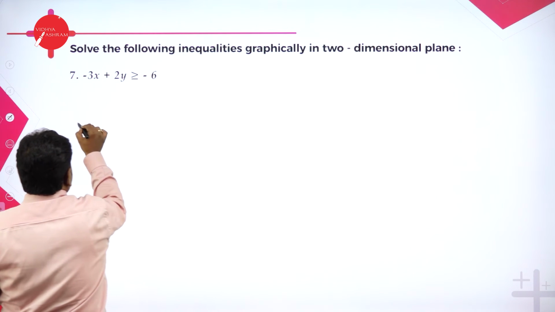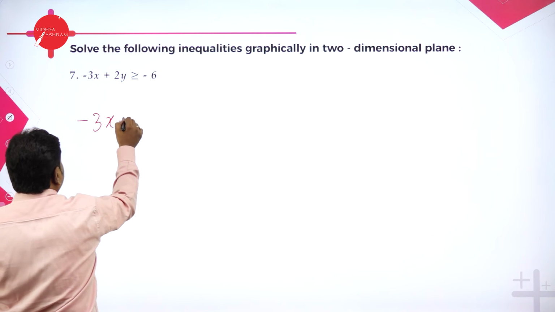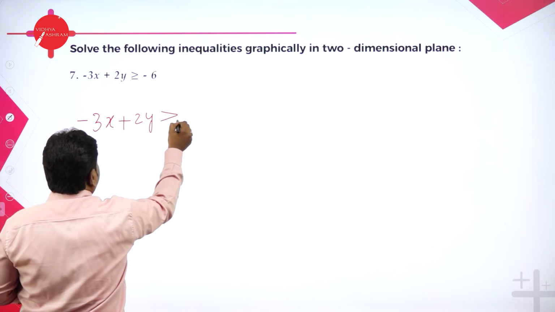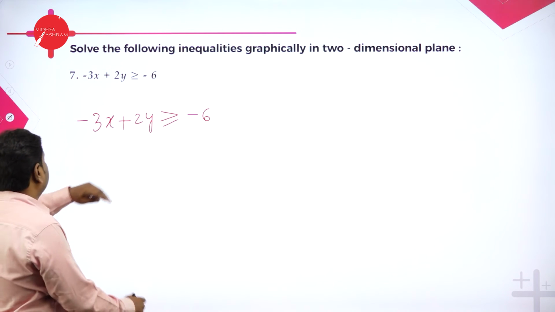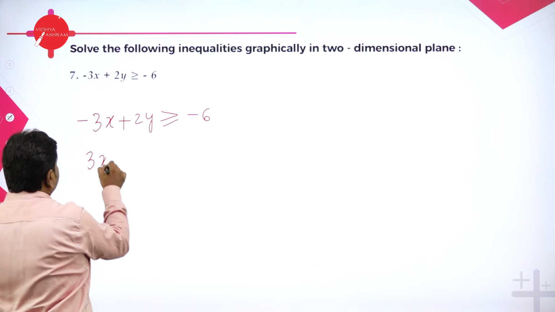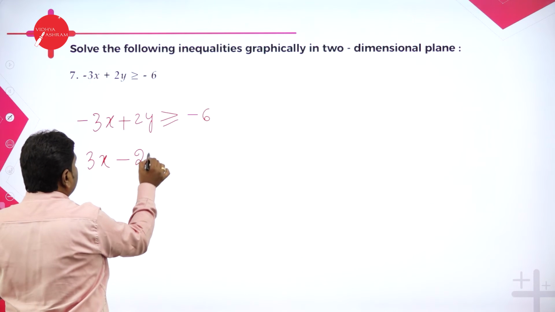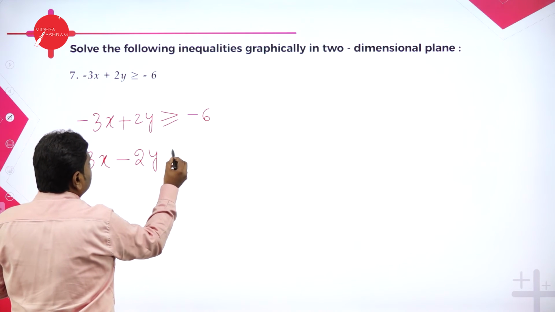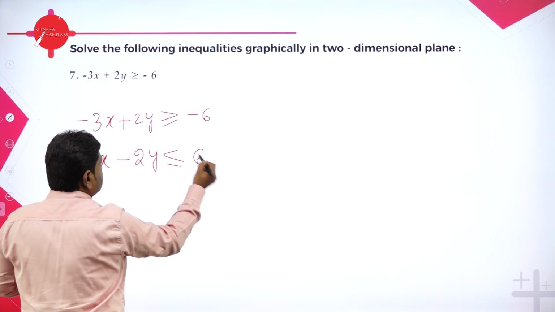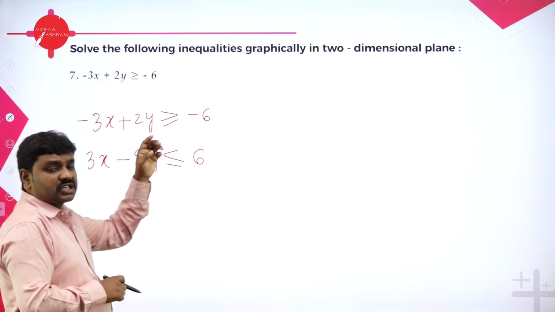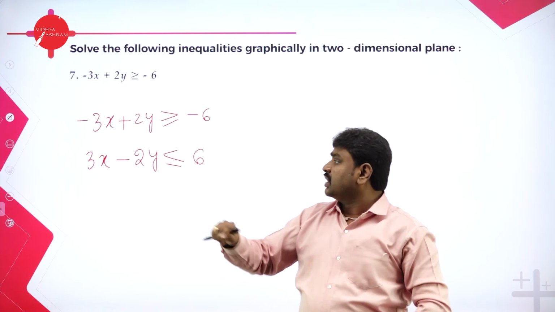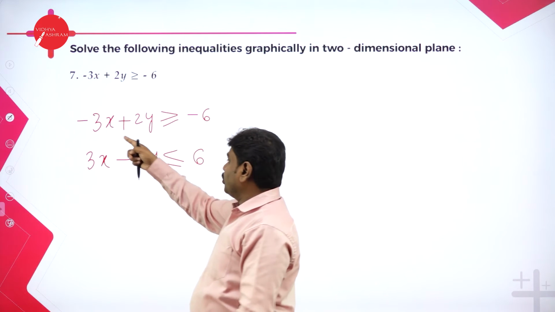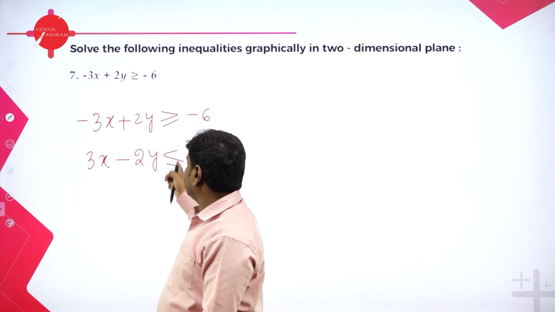minus 3x plus 2y greater than or equal to minus 6. Always try to make x positive. I'll multiply by minus on both sides. If I multiply by minus on both sides, this will become positive, this will become negative, greater becomes lesser, and minus 6 becomes 6. When you multiply by minus on both sides, the relation changes. That is important. Here it was greater than or equal to; when you multiply by minus on both sides, greater becomes lesser.